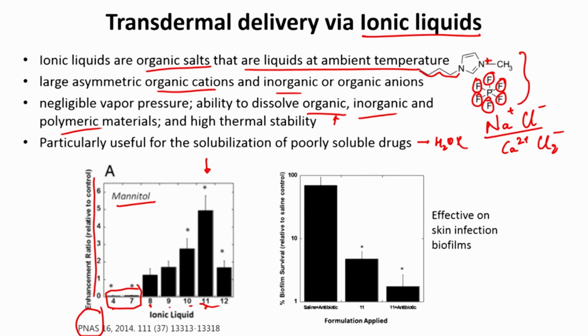So, here you can see, if you treat the biofilm with just antibiotic and saline, you find that there is almost no reduction. So, it is almost 100% surviving, whereas if you treat just with the ionic liquids itself, they are acting as such a good solvent and such a good disruptor of these biofilms that almost more than an order of magnitude has got disrupted. And now if you add antibiotic with these ionic liquids, there is further enhancement of the efficacy.